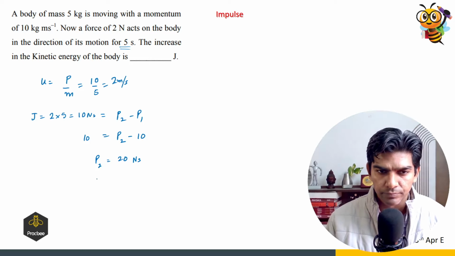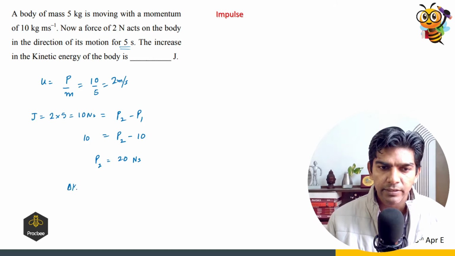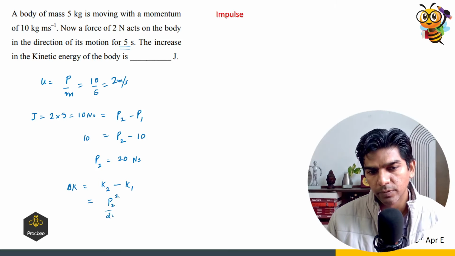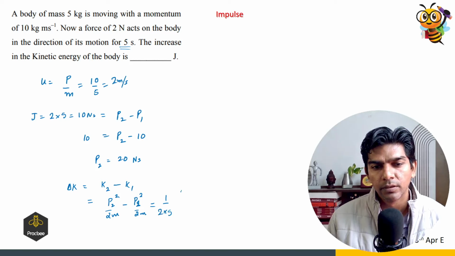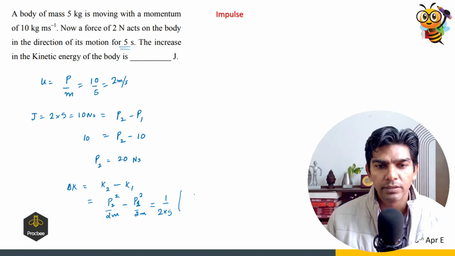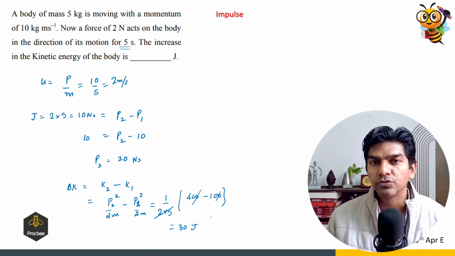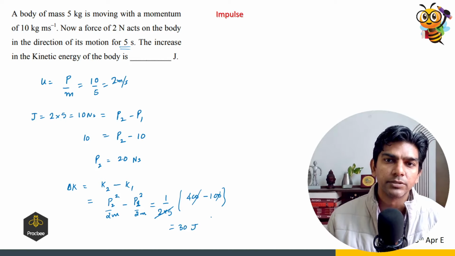Increase in kinetic energy will be K2 minus K1, and K2 can be written as P2 square by 2m, and K1 can be written as P1 square by 2m. So it will be 1 by 2m, that is 1 by 2 times mass, which is 5. P2 square is 400 and P1 square is 100, right? So this is 10, so we'll get 30. So 30 joules is the increase in the kinetic energy.